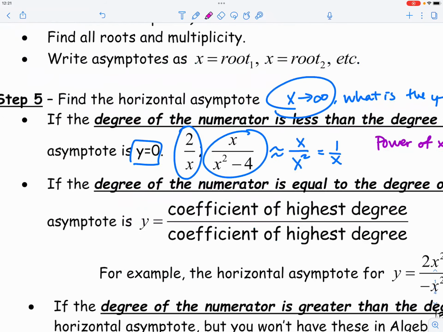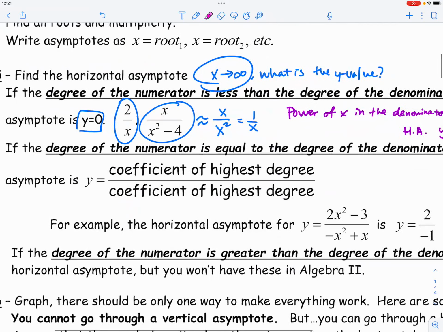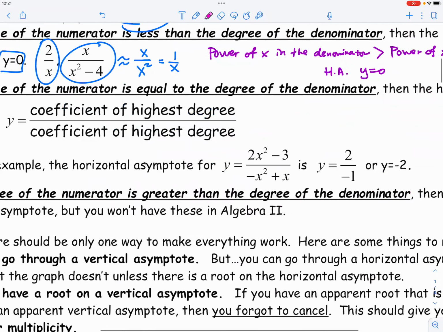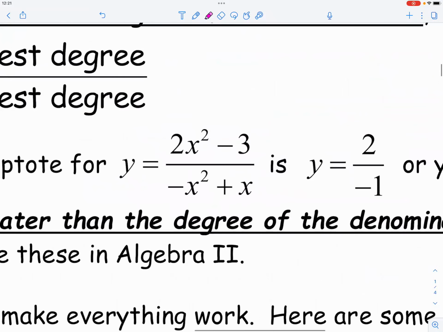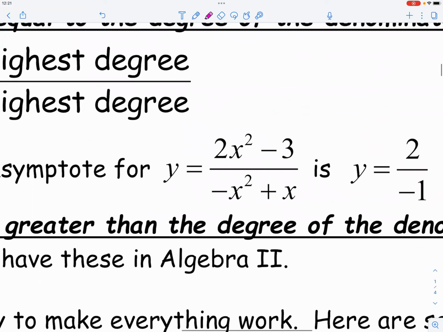Now, what happens if the powers are equal to each other? Now, let's think about this. Easy stuff. Well, let's look at this. Would the minus 3 matter? When x is like huge, would the minus 3 matter? We say, not really.